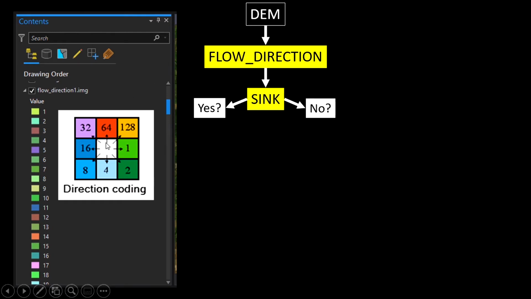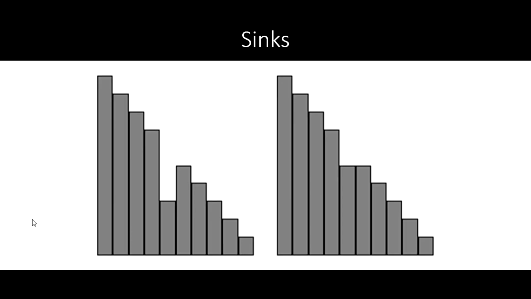Indianapolis, we have a problem. Here we have a DEM that is not hydrologically correct, a DEM that is not depressionless. And so we have sinks. Because we don't have just 1, 2, 3, 4, 5, 6, 7, 8 values over here in the contents pane, that's our indicator. So let me step back and explain, okay, what's a sink? What's a pit?